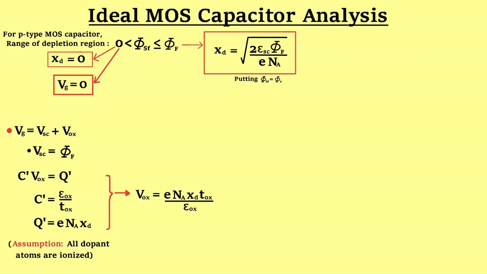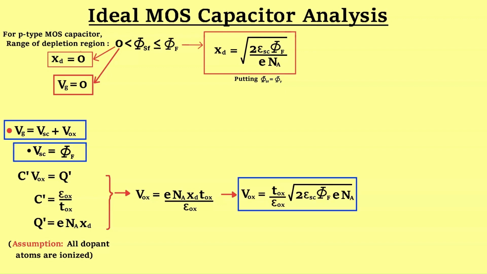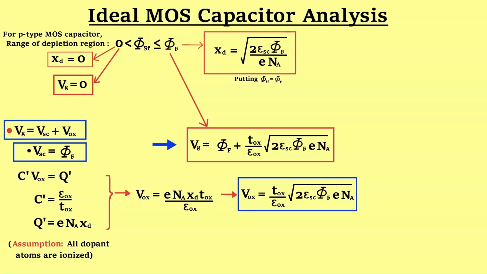The oxide voltage will be equal to magnitude of charge on an electron multiplied by doping concentration into depletion width into width of the oxide divided by permittivity of the oxide. So, after putting the value of oxide voltage and silicon voltage, we can find the value of gate voltage corresponding to the upper range of surface potential.